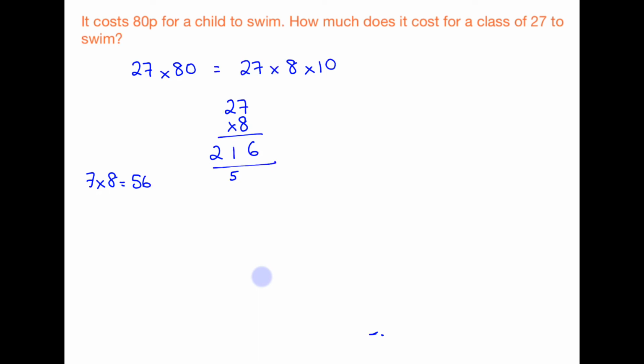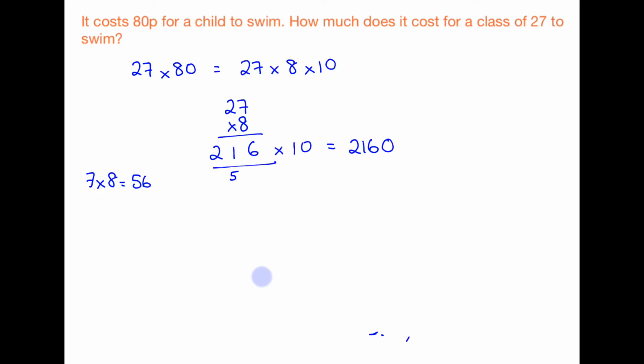Okay, right, so anyway, 27 times 8 is 216. So we then want to multiply that by 10. So remember, moving all our digits one space to the left means that we've got a gap on the right-hand side there that we need to fill in with a 0. Okay, so 2,160. But hang on a minute, that sounds a bit odd to go swimming.